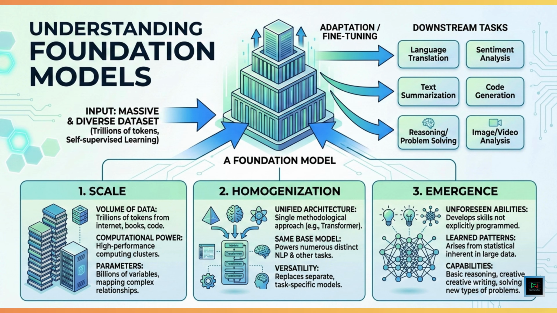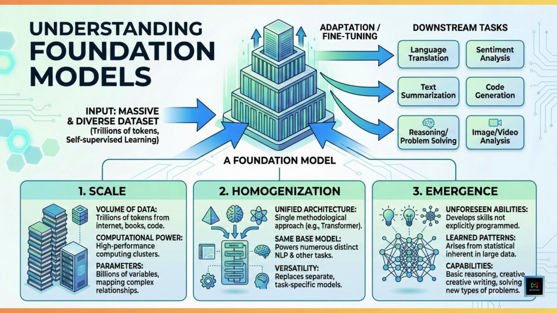In the past, if you wanted a model for sentiment analysis and another for summarization, you would build two different architectures. Today, we use the same foundation model for both. This homogenization means that a single methodological approach, usually the transformer architecture, now powers almost all natural language processing tasks.